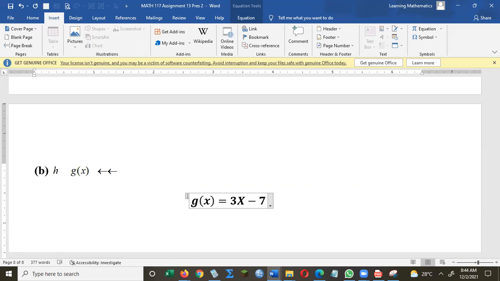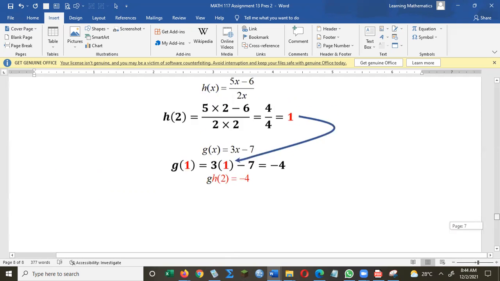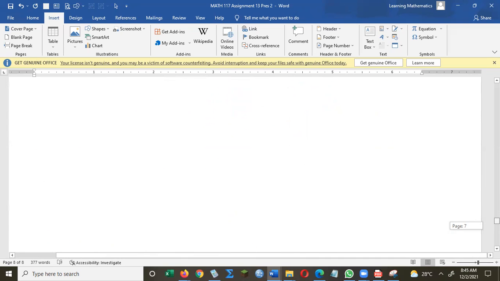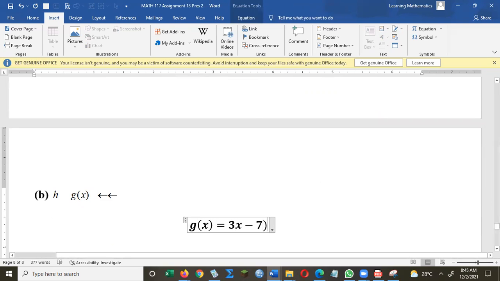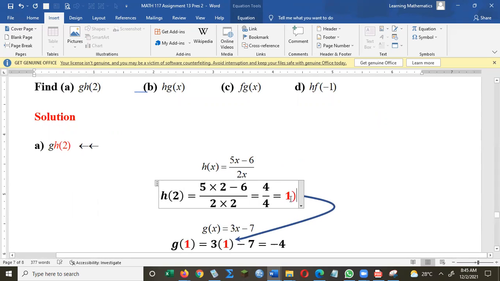But what is missing? Can anybody tell me what is missing? Brackets. Please don't forget the brackets. Don't forget the brackets. Here it is, we left it out. Don't forget the brackets. Okay? Very important.